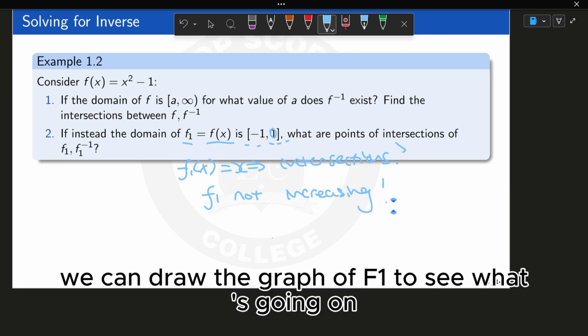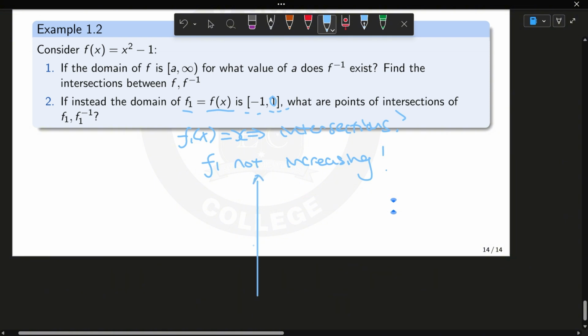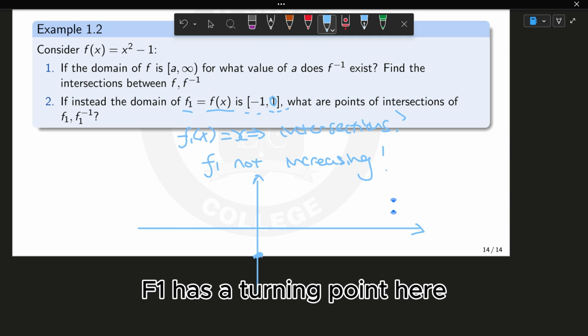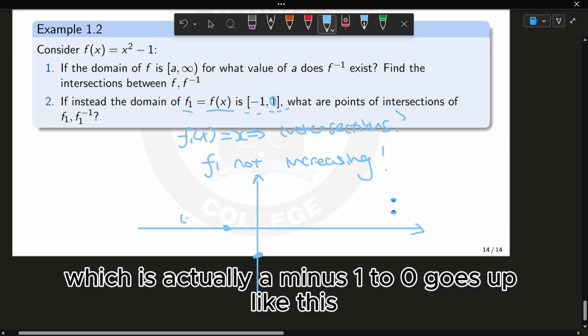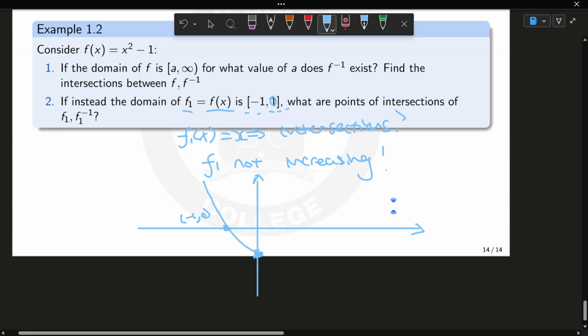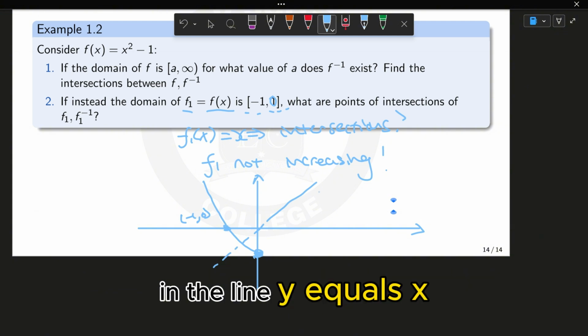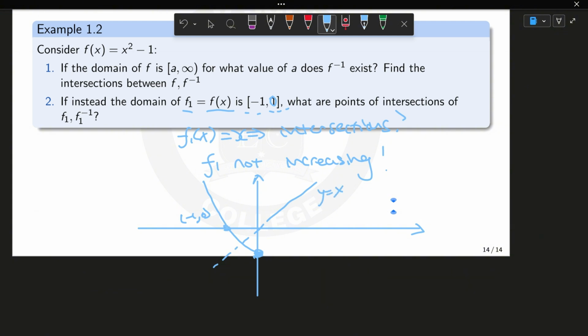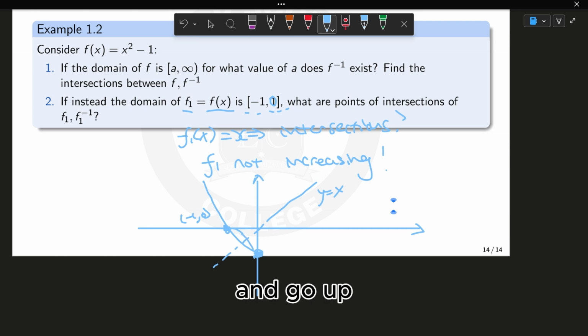In particular, we can draw the graph of f1 to see what's going on. f1 has a turning point here, crosses the x-axis somewhere here, which is actually in -1 to 0, and goes up like this. Now, the inverse of this function will be a reflection in the line y = x, which will now start here and go up.